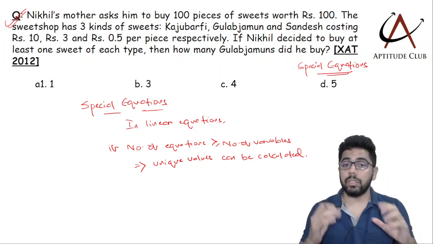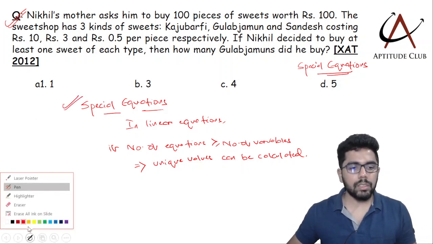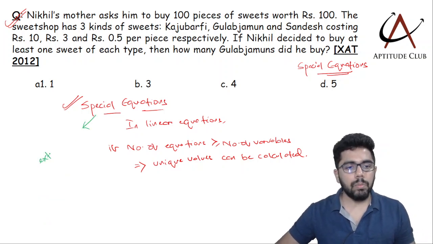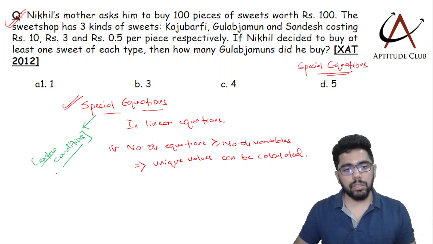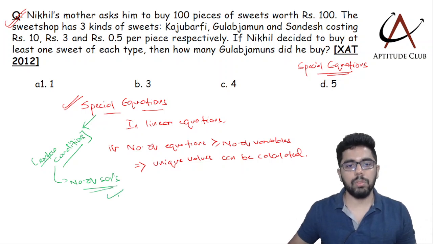But sometimes in special equations, some extra conditions are given. That is why we call these kinds of questions special equations. You will be given some extra conditions in the question, not equations, and with the help of these extra conditions you can find out the number of solutions. It is possible to determine.